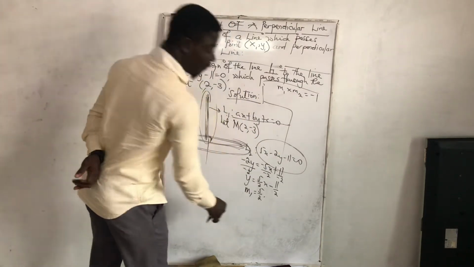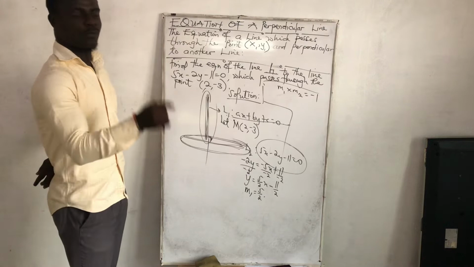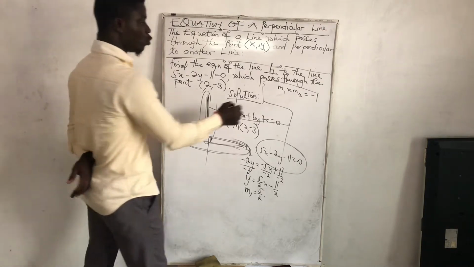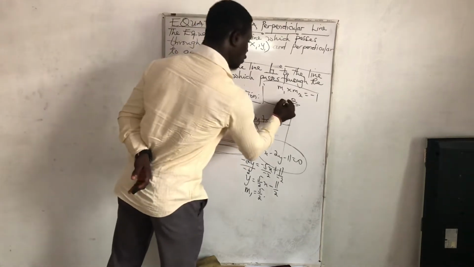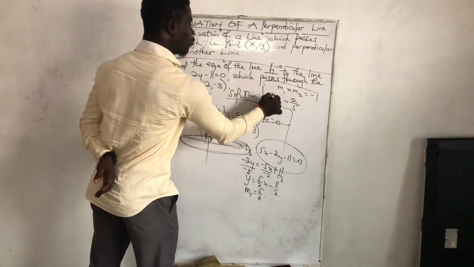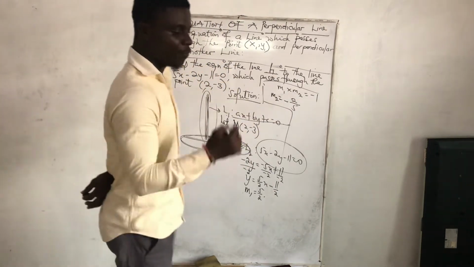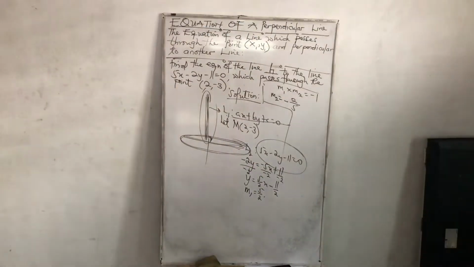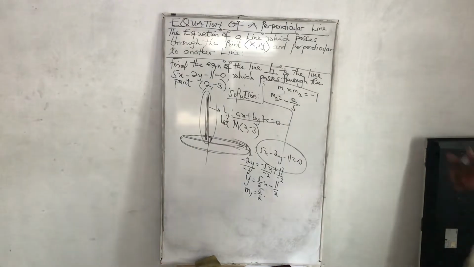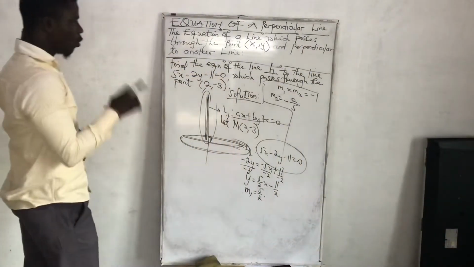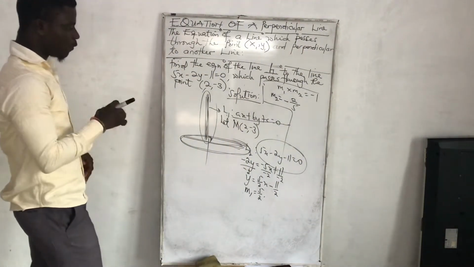Or you just take 5 on 2, just take the reciprocal. The reciprocal of 5 on 2 is 2 on 5, right? Then you attach your negative. So that means M2 will be equal to -2 on 5. Alright, so let's proceed. So M2 is equal to -2 on 5.